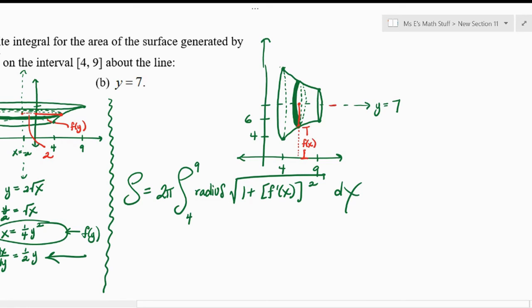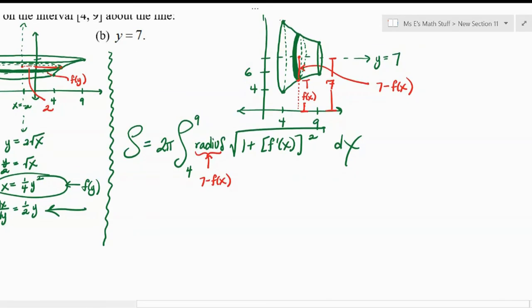And what is this distance? Right, that's 7. And so here, I'll make that look more like a 7. Anyway, so what would the radius be then, my friends? I hope it makes sense. The radius in this case would be 7 minus f of x. There we go. Okay, so this right here would be 7 minus f of x.